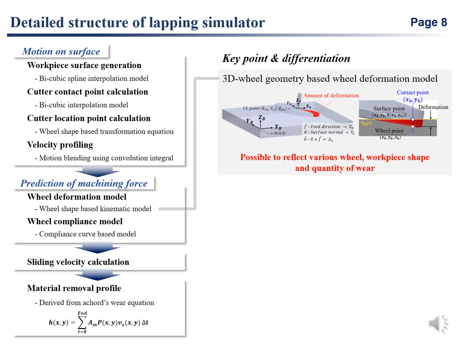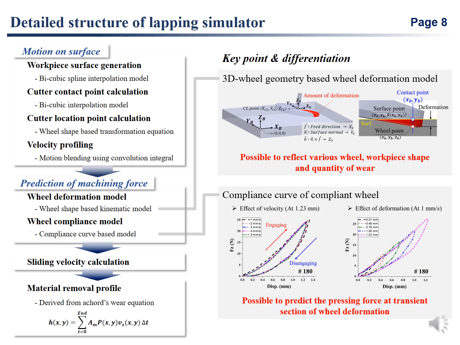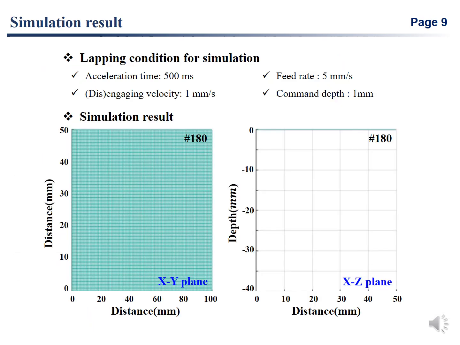First, a 3D wheel geometry-based wheel deformation model, which makes it possible to reflect various wheels, workpieces, and quantity of wear. Second, the compliance curve of the compliant wheel, which makes it possible to predict the pressing force at the transient section of wheel deformation.